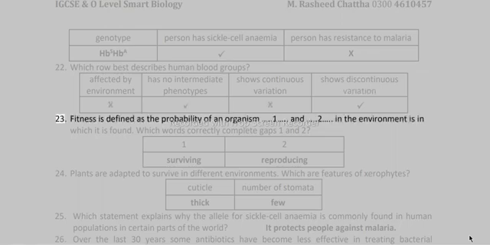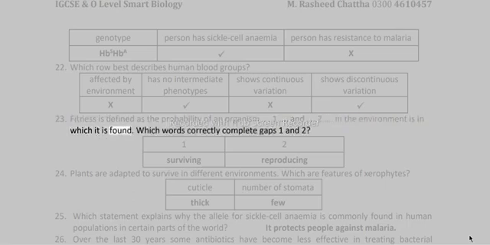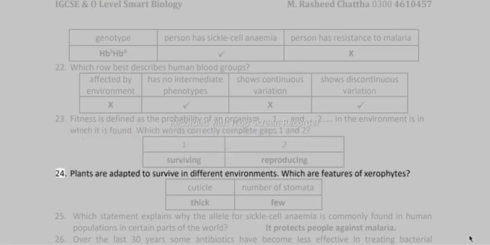Question 23. Fitness is defined as the probability of an organism 1 and 2 in the environment in which it is found. Which words correctly complete gaps 1 and 2? Surviving, reproducing. Question 24. Plants are adapted to survive in different environments.